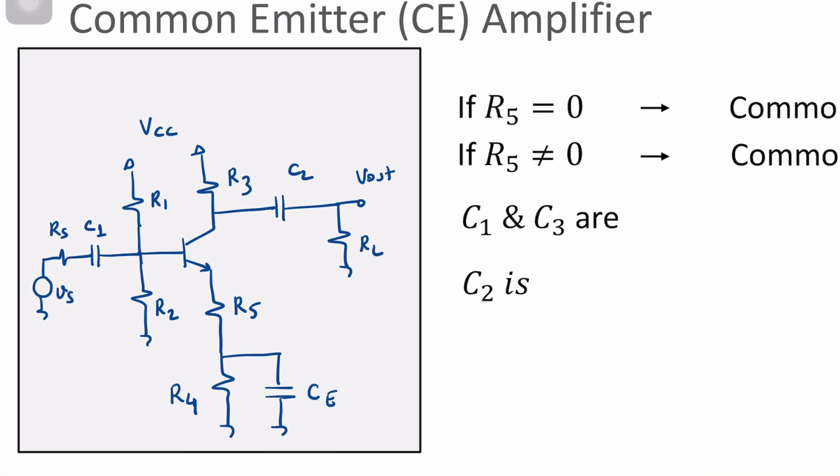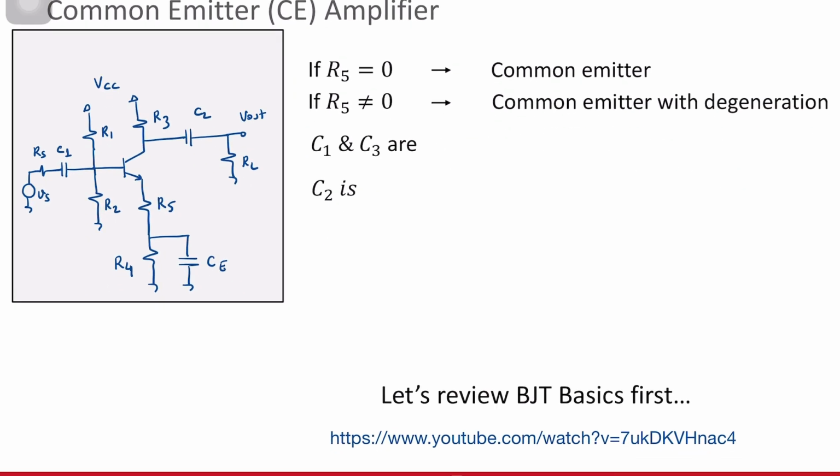As I drew previously, my previous drawing was also correct. You can replace this part with an ideal current source. It's not going to change the result. But here, I want to show you 2 cases together. If you have R5 equal to 0, this is known as common emitter. Why? Because then this part is shorted. This node is AC-wise grounded. It's a common emitter amplifier.